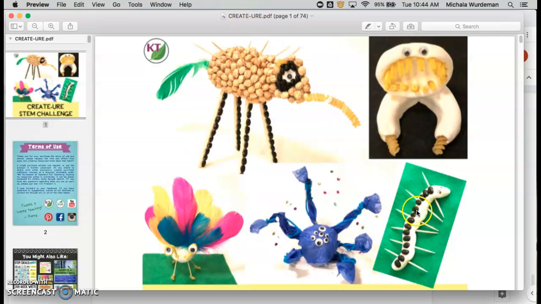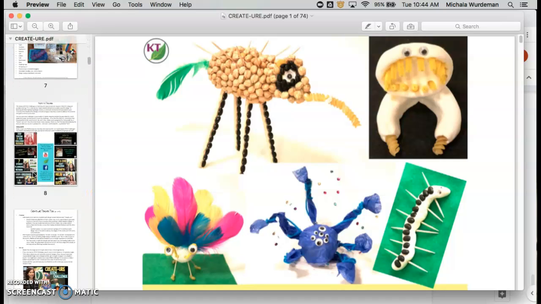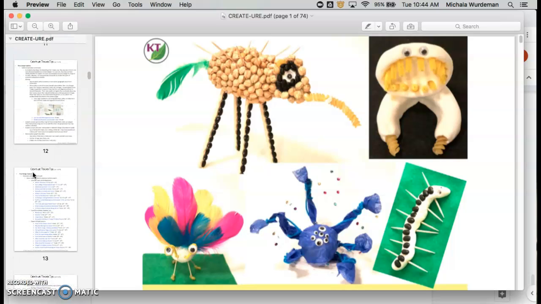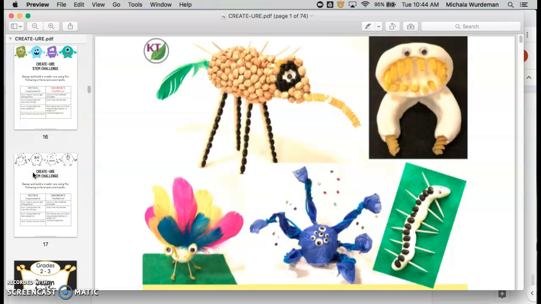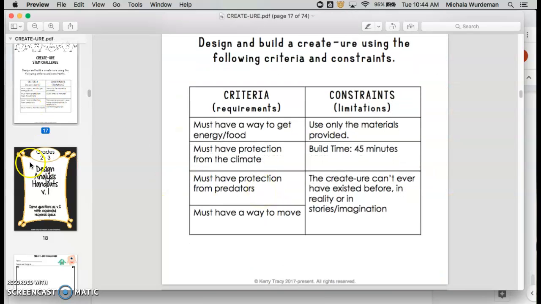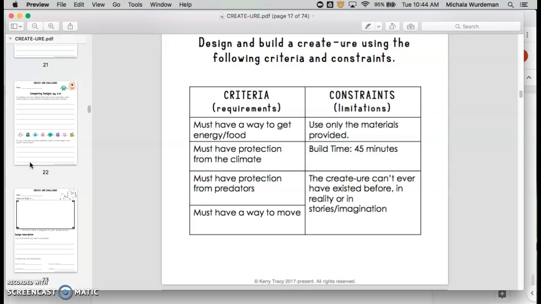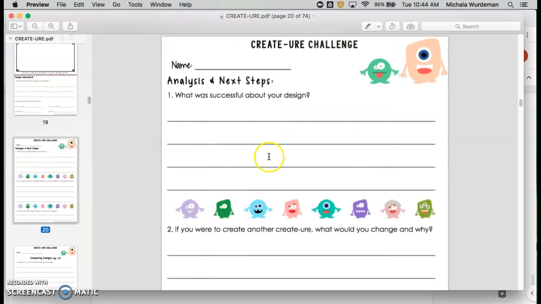Here's my Teachers Pay Teachers resource. Here's what some of the creatures look like that they had on the front cover of their resource. And then as we go down through here, there's lots of material lists, their constraints and their criteria that I'd pass out to them, and some forms they'd fill out comparing their designs.